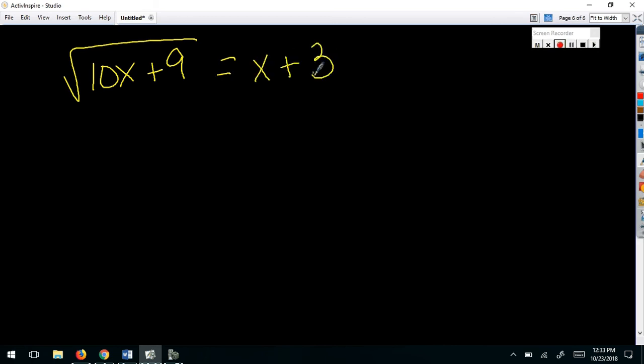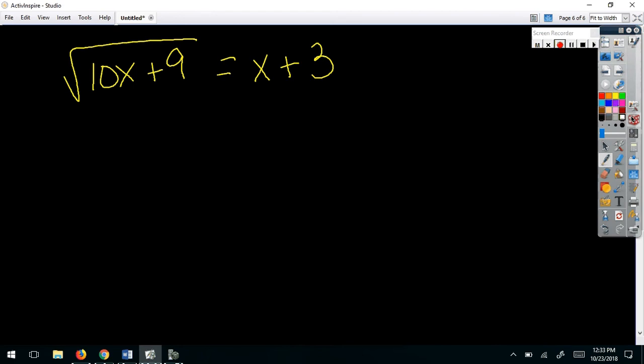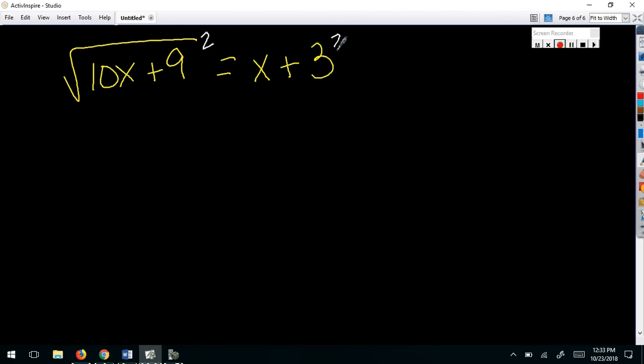So the directions only say solve for x. Olivia says we have to square it. So I see one radical. It's already isolated, right? It's already all by itself. So yes, Olivia, I'm going to raise both sides to the second power, because the second thing I do is eliminate the radical.